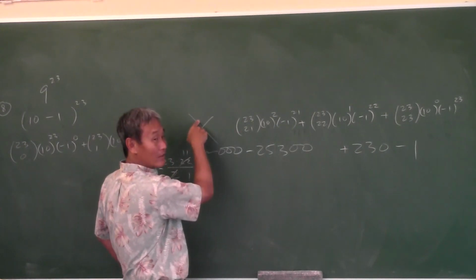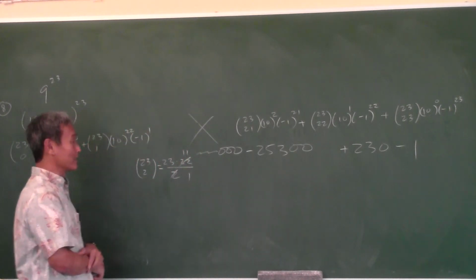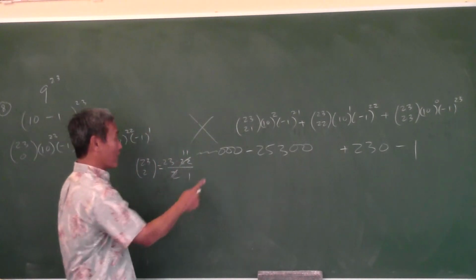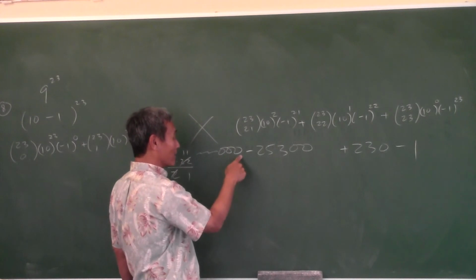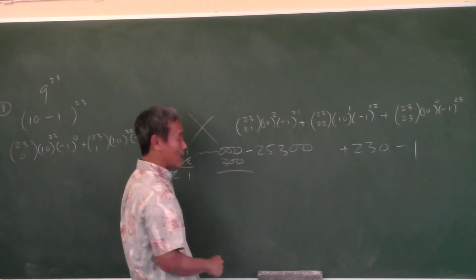Because it's going to be 10 to the third, that's why, right? But you don't really need to know, because we're only looking at the last 3 digits. Okay, we got it now. So if you have a number that ends in 000, and you subtract a number that ends in 300, what are the last 3 digits going to be?